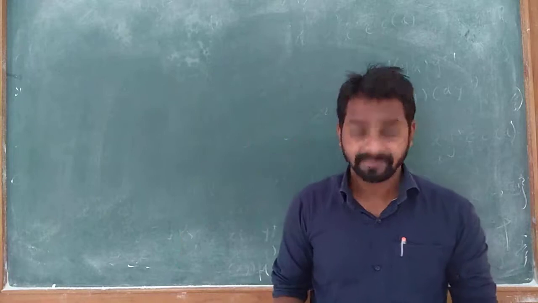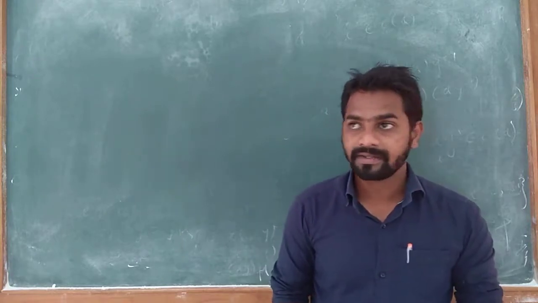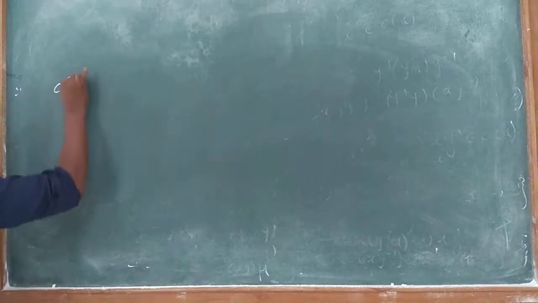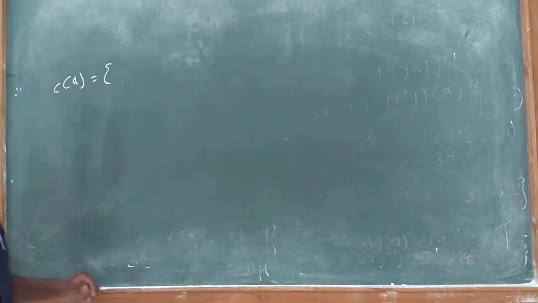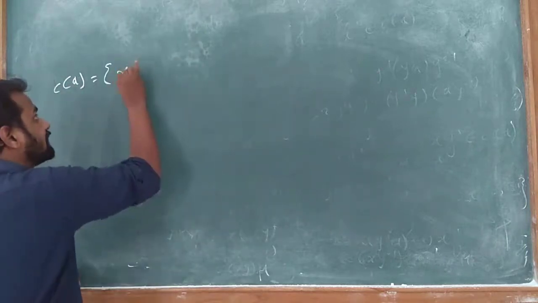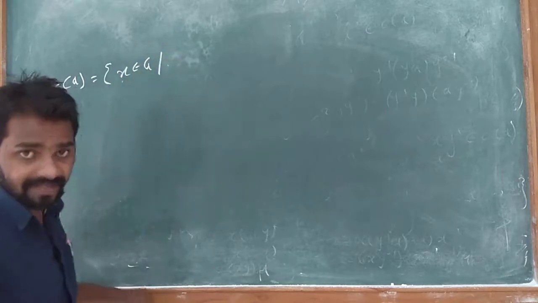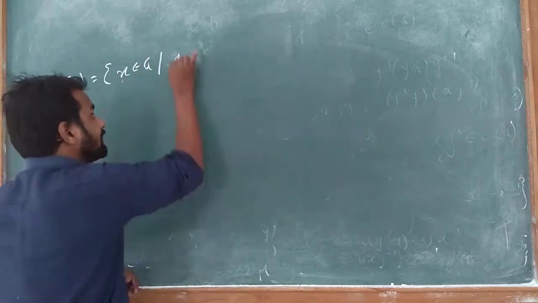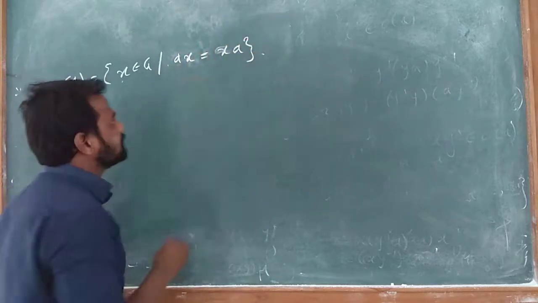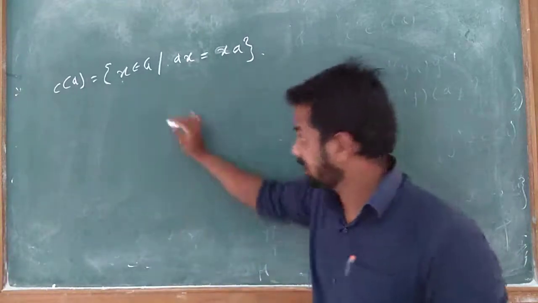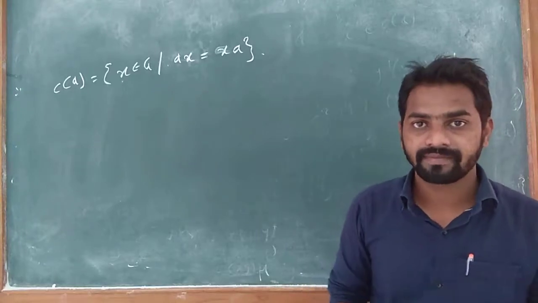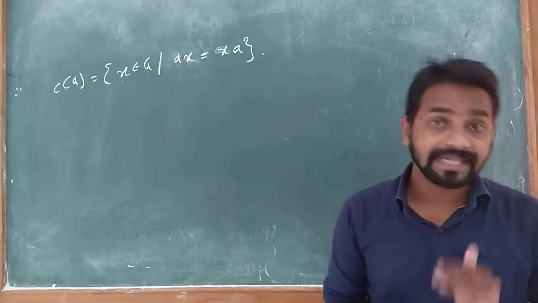In this lecture, we are studying the center of a group. But we are discussing the centralizer of an element, that is C of A. In a previous lecture, we discussed that the centralizer of A is the collection of those elements X belonging to G such that X commutes with A, that is AX is equal to XA. It means the collection of those elements in G that commute with A is called the centralizer of A. In this lecture, we are studying the center of a group.